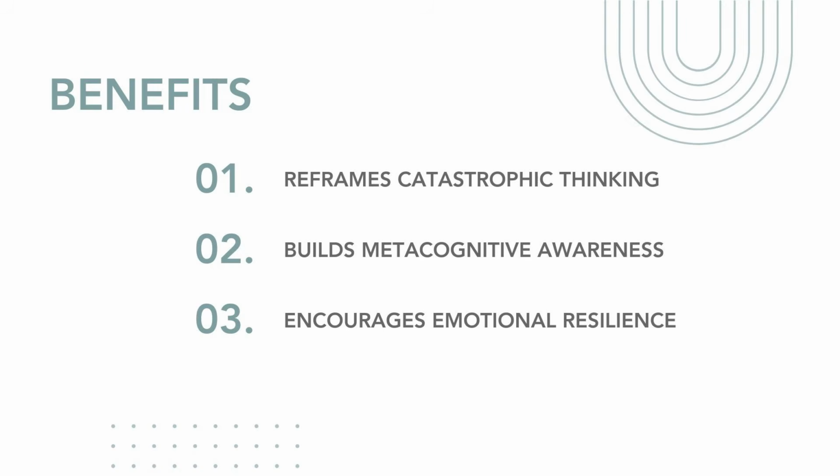This 3-step catastrophe flip is a fast, evidence-based reframing strategy that helps students go from worst case to what's real and what's possible. It encourages them to look at the past and consider actual things that have really happened to reframe their current mindset and build that emotional resilience.